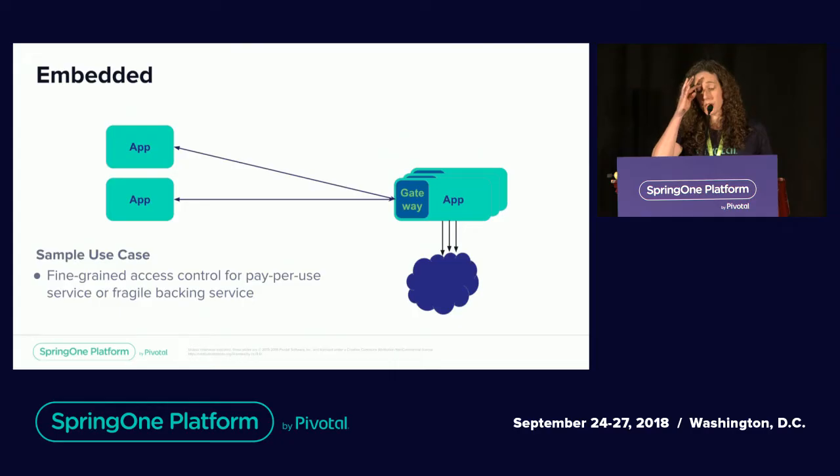A slight variation of the use cases is to embed the gateway in an app that's kind of like a data access object in that the responsibility of the app is to talk to a particular system. And if that system happens to be maybe a fragile legacy system, or if it's a pay-per-use system where you want to control the amount of requests you make to it, even as your consumer application scale or even as this app scales, you can have very fine-grained control over that by rate limiting in an embedded gateway.